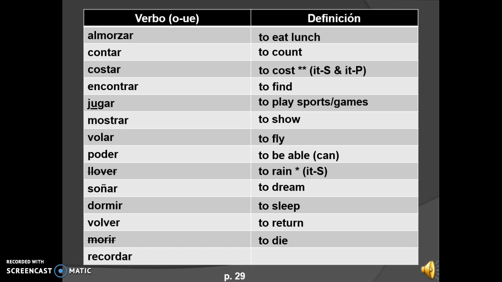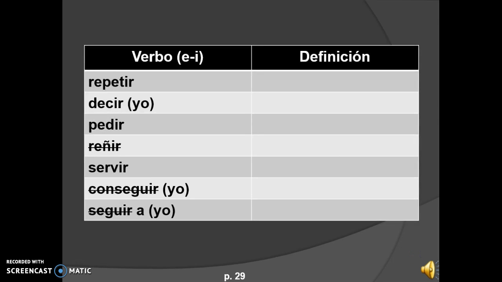Morir means to die, and once again, you can draw a thin line through that because you will never use that in the present tense. You will only use that verb later on in Spanish 2, 3, and 4 in past tense. He died in 2002. And recordar looks like to record, and in essence it is, but it's when your brain records something, so it means to remember. All right, so all of these are O to UE stem changer verbs. The middle column is really short, and a lot of them are cognates.